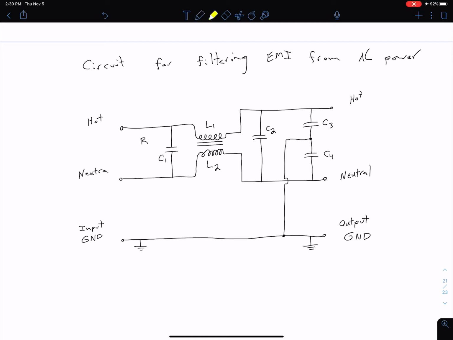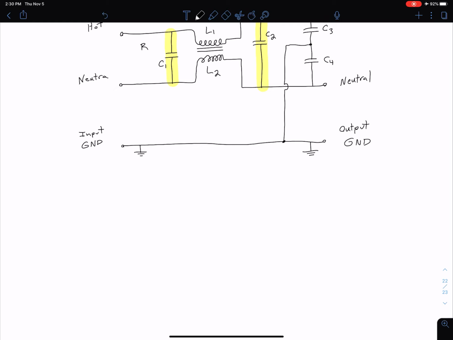Our capacitors C1 and C2, for instance, are connecting together our hot and neutral lines for frequencies at a certain point, because remember, for low frequencies, our capacitor will look like an open circuit. As frequencies get higher, the impedance will be dropping. So we can say that C1 and C2, since they're connecting hot and neutral, are going to be reducing our differential mode EMI.